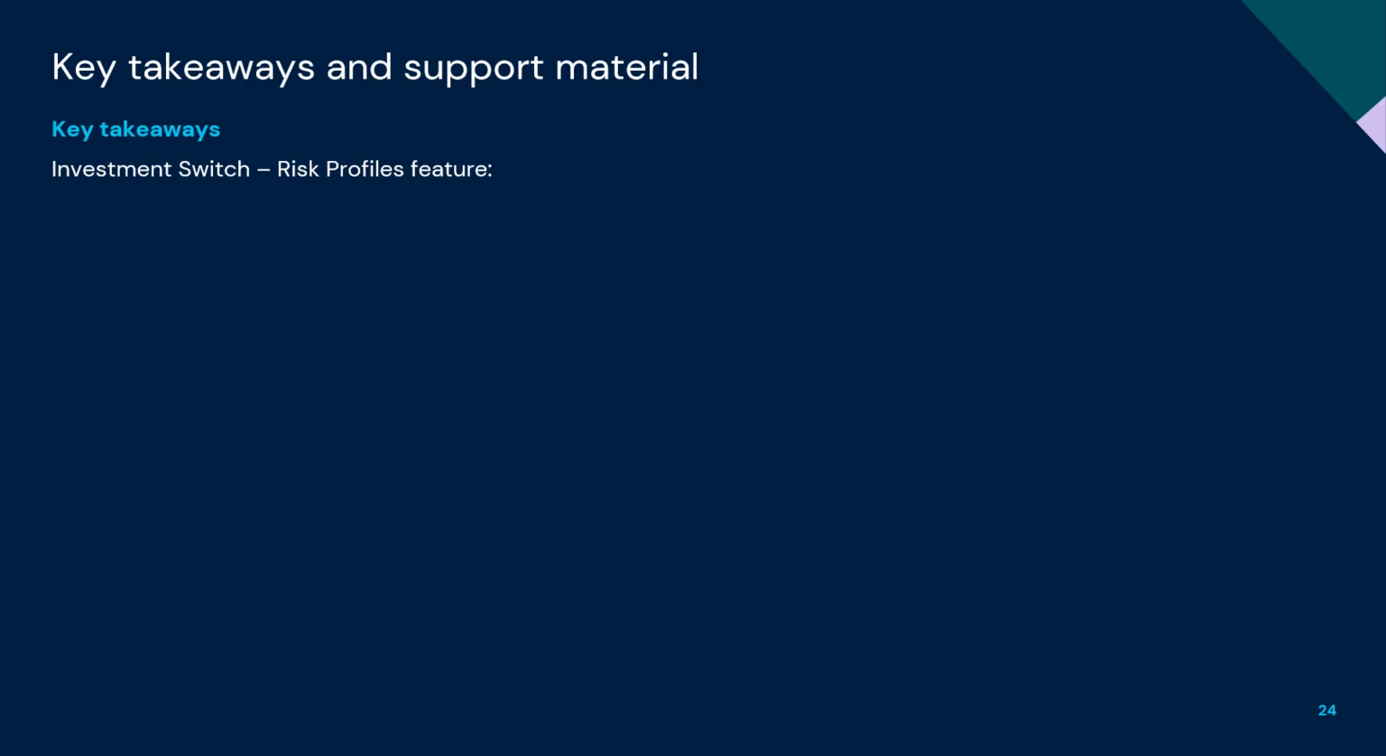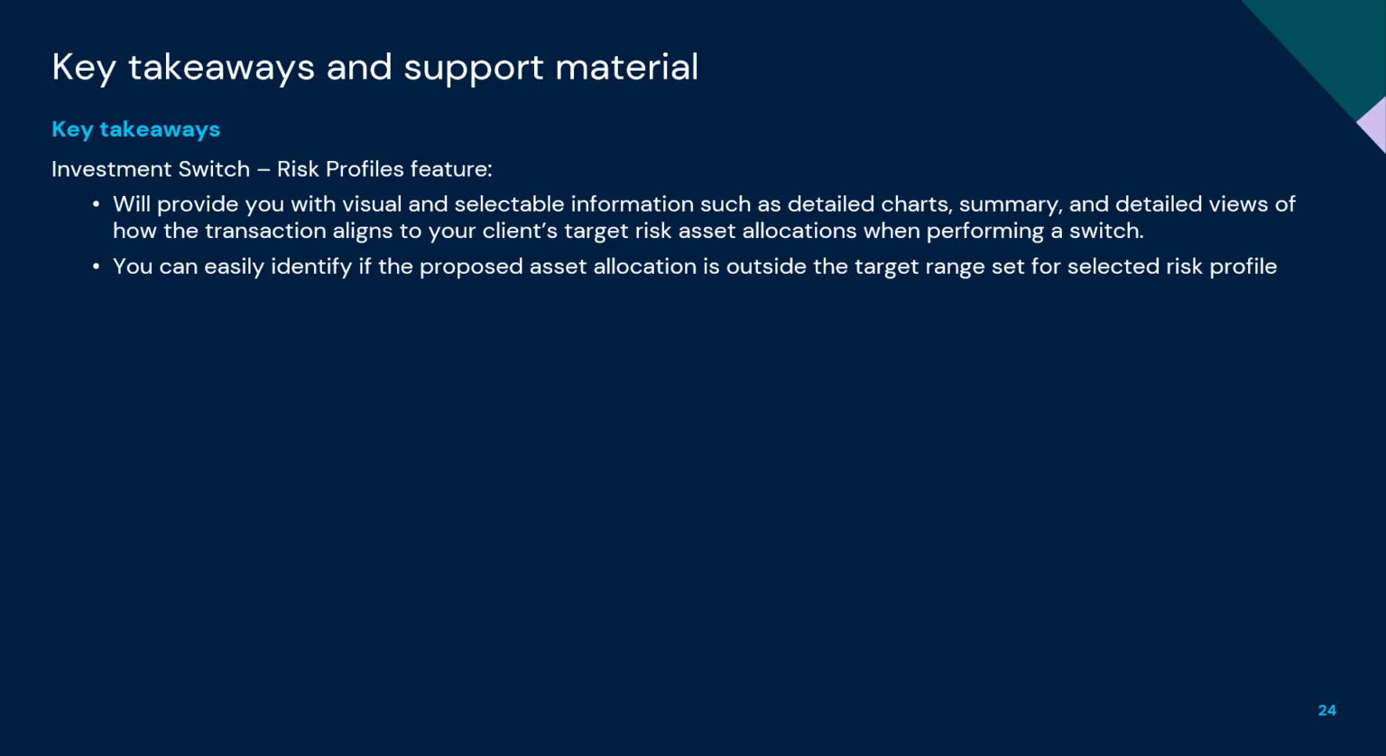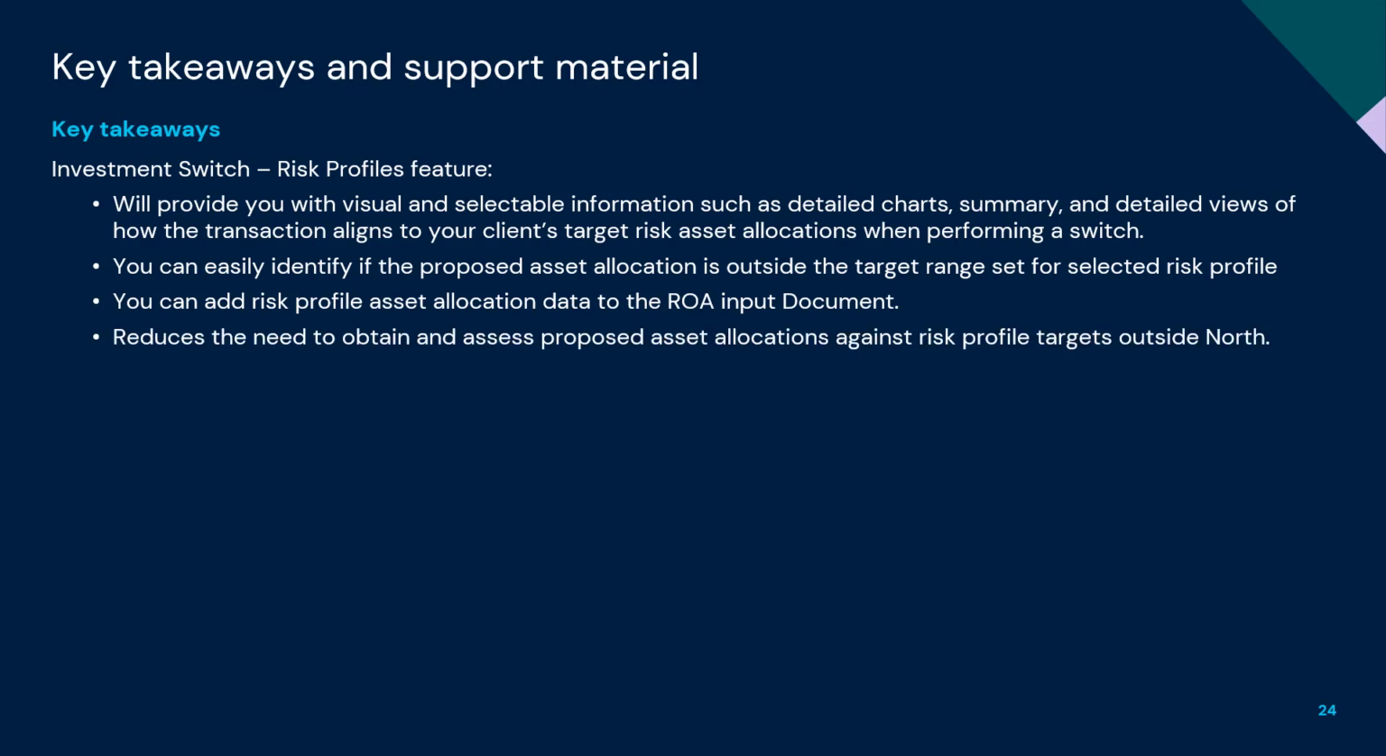Finally, to summarize key takeaways and support material, the Risk Profiles feature will provide you with visual and selectable information such as detailed charts, summary, and detailed views of how the transaction aligns to your client's target risk asset allocations when performing a switch. You can easily identify if the proposed asset allocation is outside the target range set for the selected risk profile. You can add risk profile asset allocation data to the ROA input document. It reduces the need to obtain and assess proposed asset allocations against risk profile targets outside North.